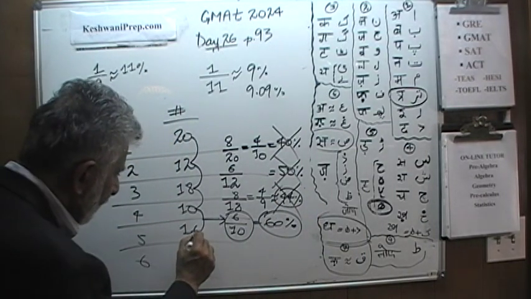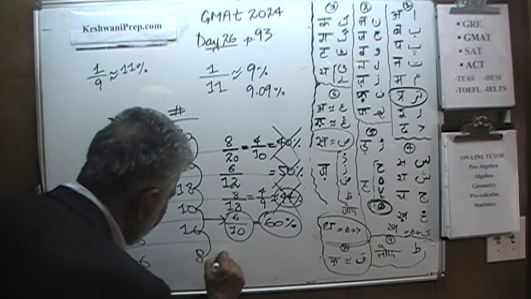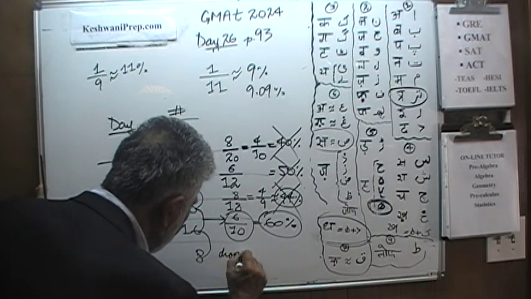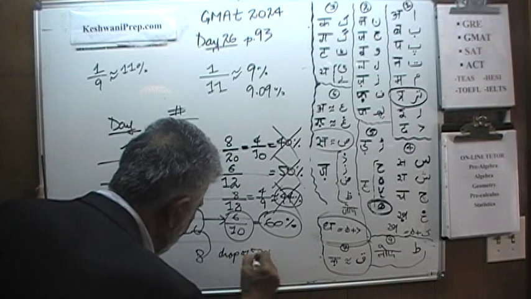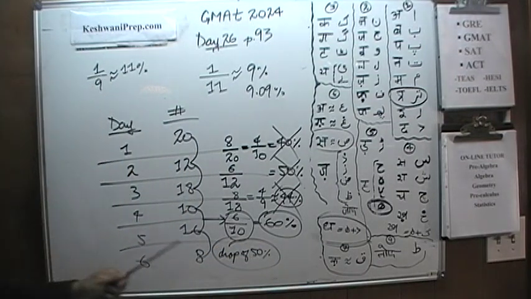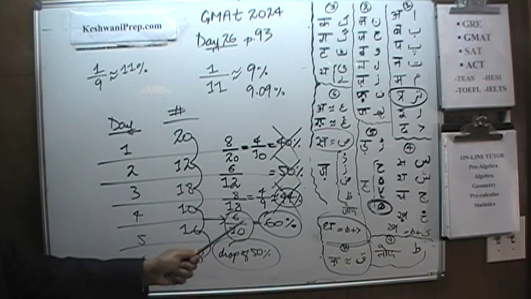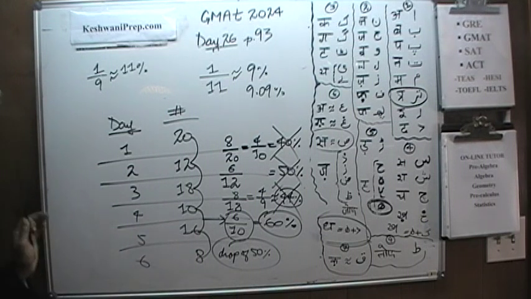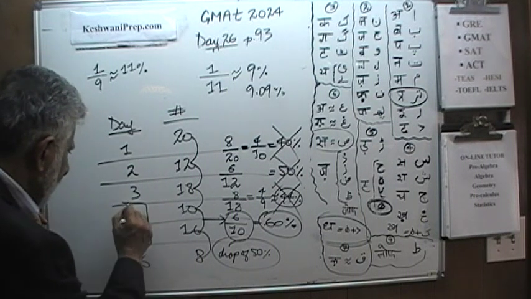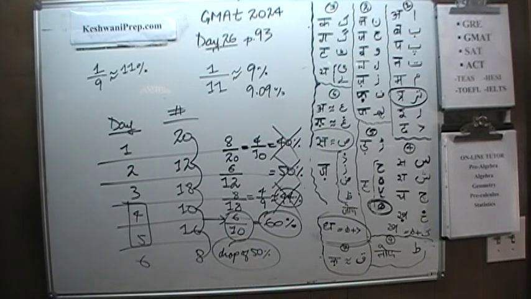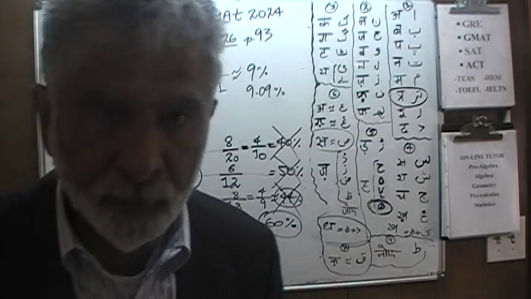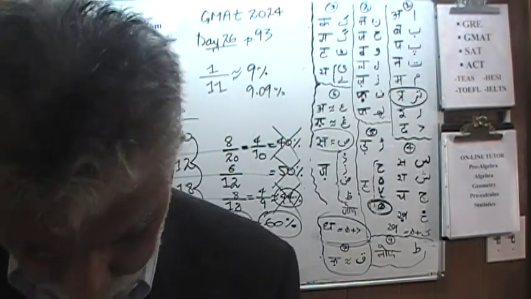This is very easy. From 16 to 8 is a drop of 50%, because it was cut in half. That's a 50%. We already found 60%. So the answer is this one right here, this guy from day 4 to day 5. The greatest percentage change from one day to the next was from day 4 to day 5. That's when the shipment went down by 60%.